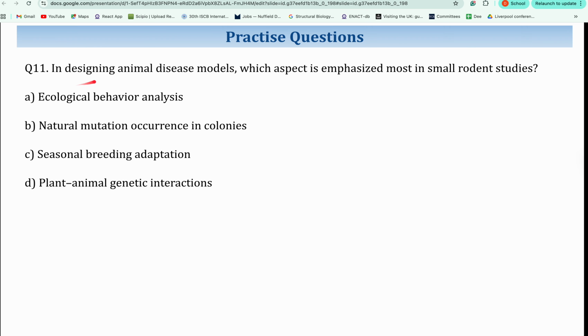The next question is, in designing animal disease models, which aspect is emphasized most in small rodent studies? Option A, ecological behavior analysis. Option B, natural mutation occurrence in colonies. Option C, seasonal breeding adaptation. Option D, plant animal genetic interactions. So what do you think was the aspect which is emphasized in small rodent studies?